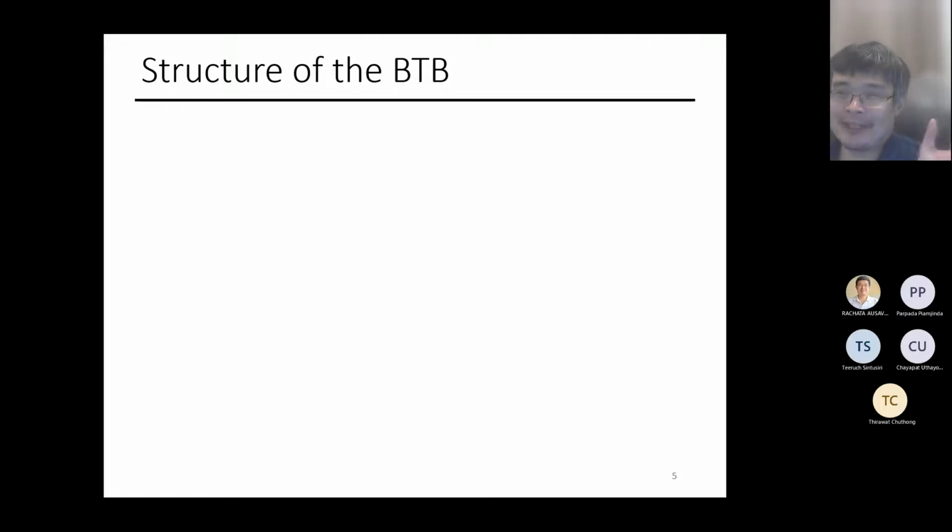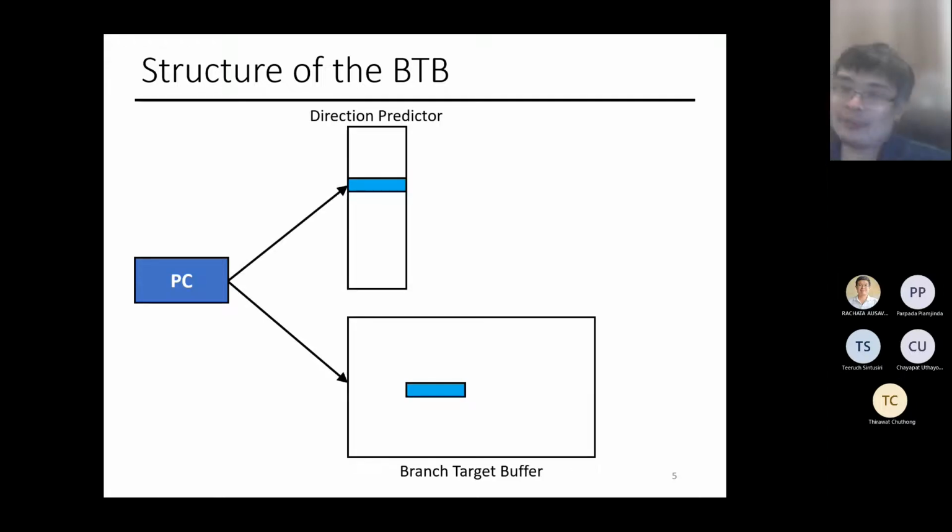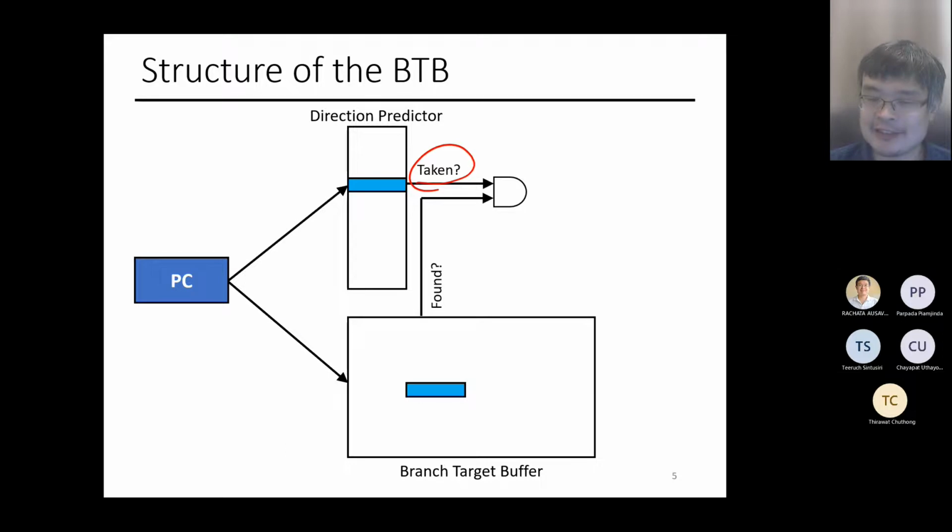Then the program counter that points to that branch instruction stays the same. So you can use the program counter as an index into both the branch target buffer and the direction predictor. So the branch target buffer will first figure out, is it a branch? If it's a branch instruction, then it would check, should I take the branch or should I not take the branch?